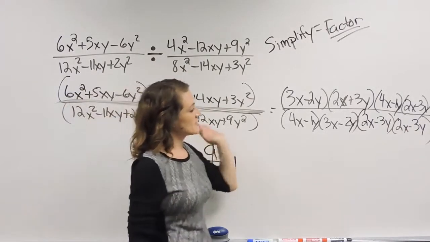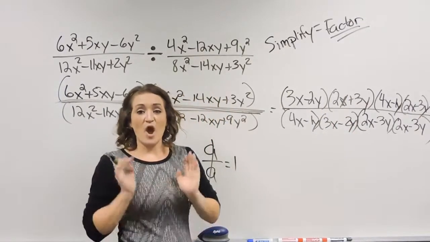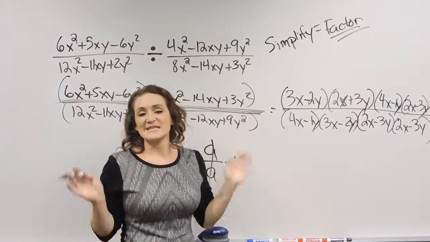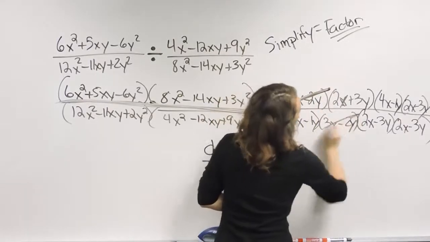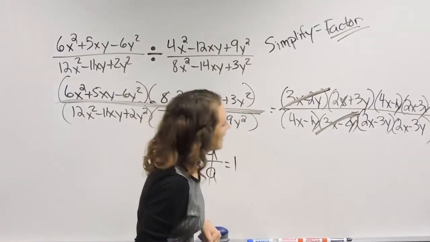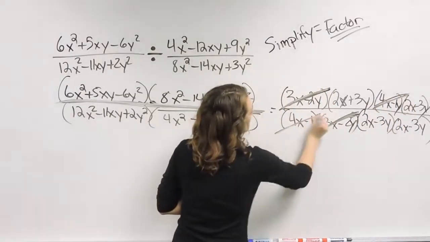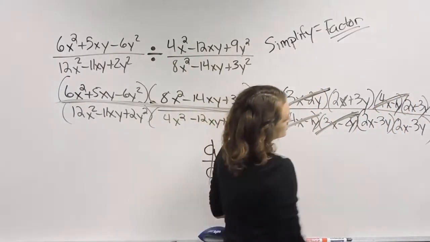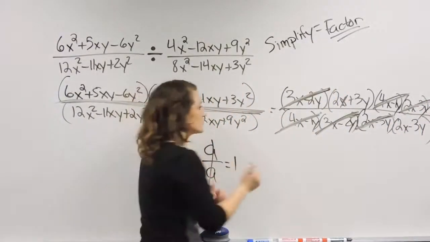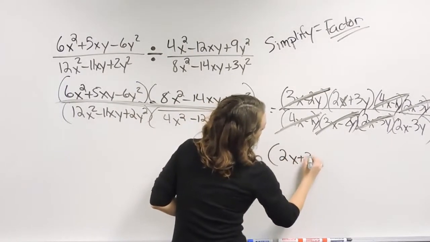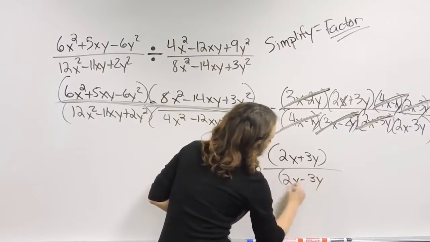So my next step is to look at this problem over here. So anything I have in the numerator that I also have in the denominator, I get to cancel. So let's see, what do I have the same? 3x minus 2y cancels with 3x minus 2y. 4x minus y cancels with 4x minus y. And then 2x minus 3y cancels with 2x minus 3y. Leaving us with 2x plus 3y over 2x minus 3y.